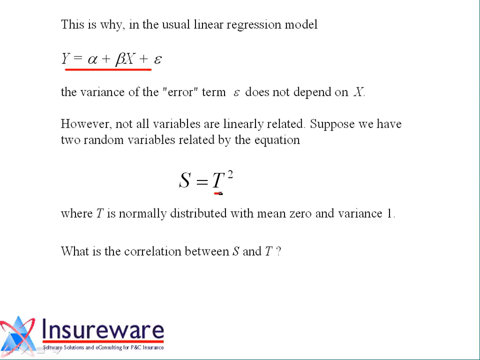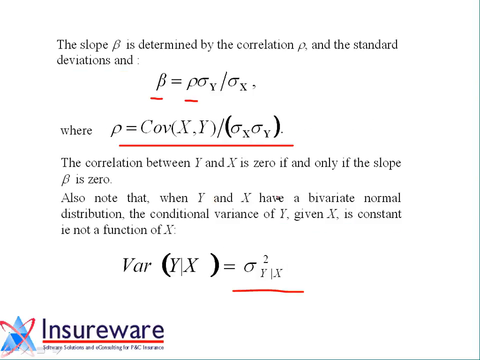Now, if you have a random variable t that has a normal distribution, say with mean 0 and variance 1, and s equals t squared, then s is a function of t. It's related to t. It's a quadratic in t. What's the correlation between s and t? Now, most people's gut feeling would be that the correlation is 1. No, the correlation is actually 0, because correlation, the statistical definition of correlation, is linear association.